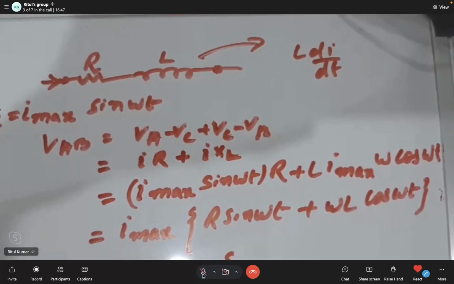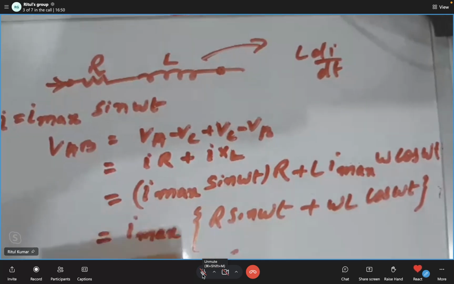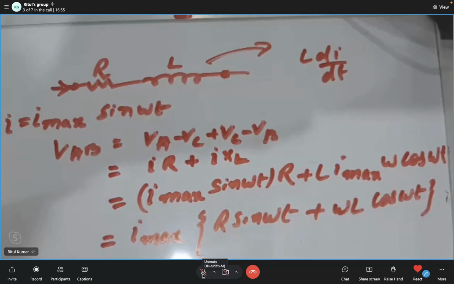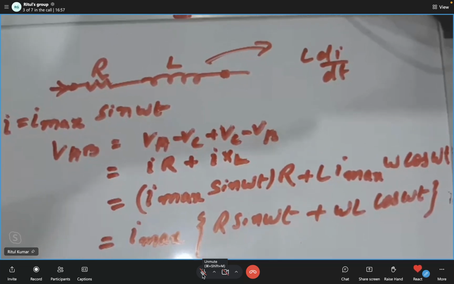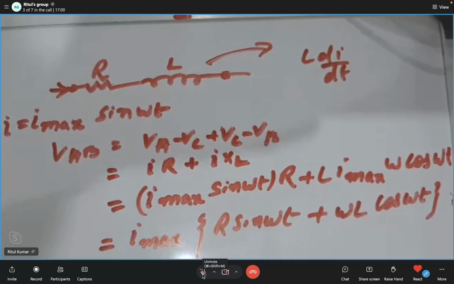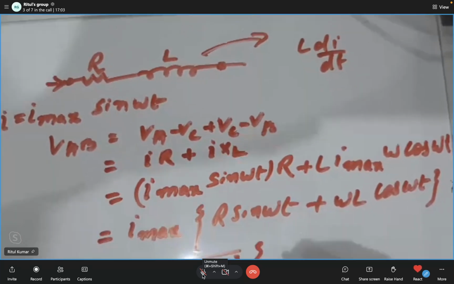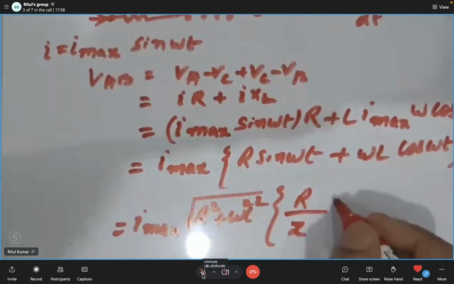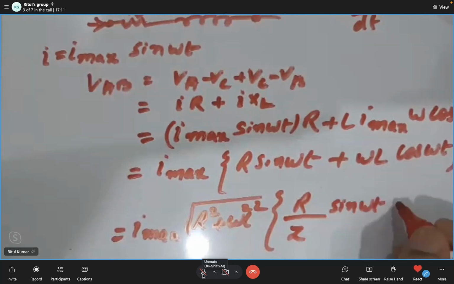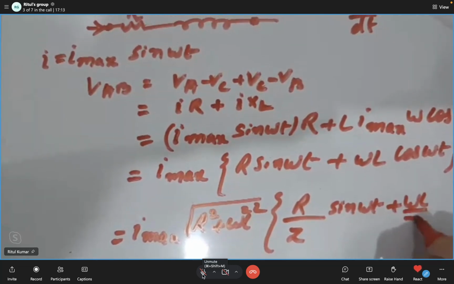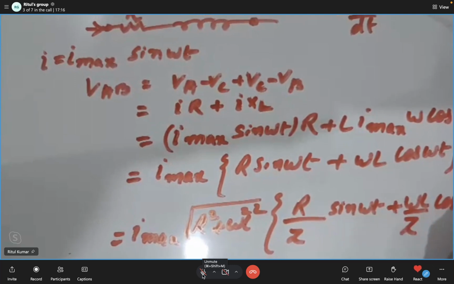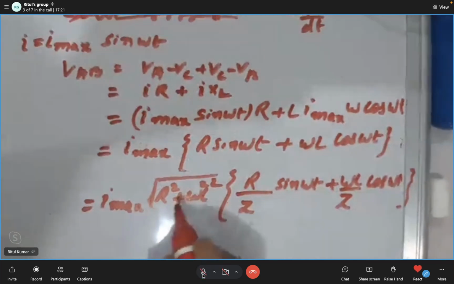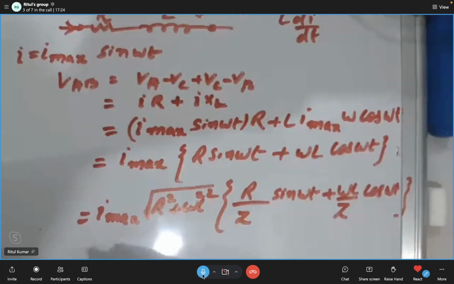Yes, sir. So let me do it the other way around rather. I'll take the multiplication out. So I max is as it is. Let me write it down this time. Later I'll be using Z for it. So R divided by this factor Z sine of the angle omega t plus omega L divided by Z cos of the angle omega t. Figuring it out? Z is what? Z is this factor. Yes, sir.